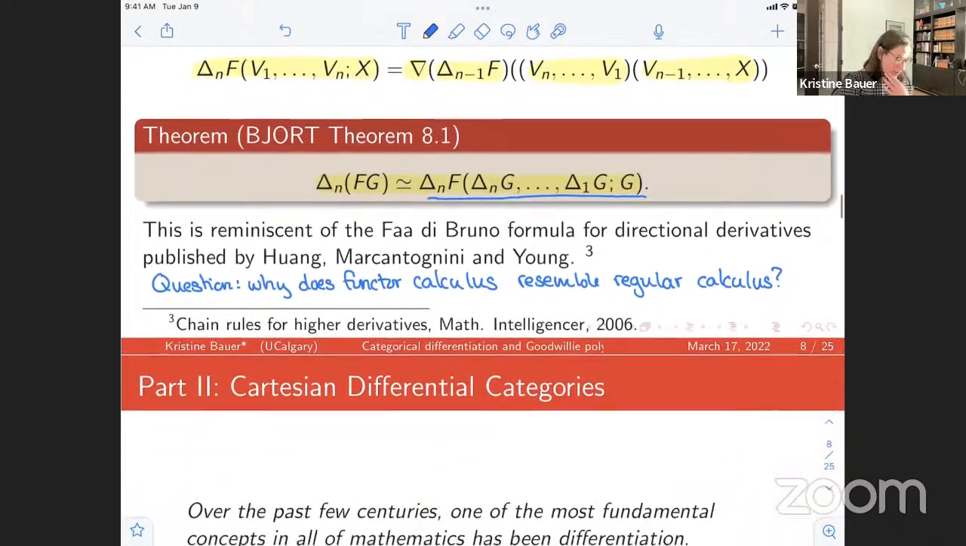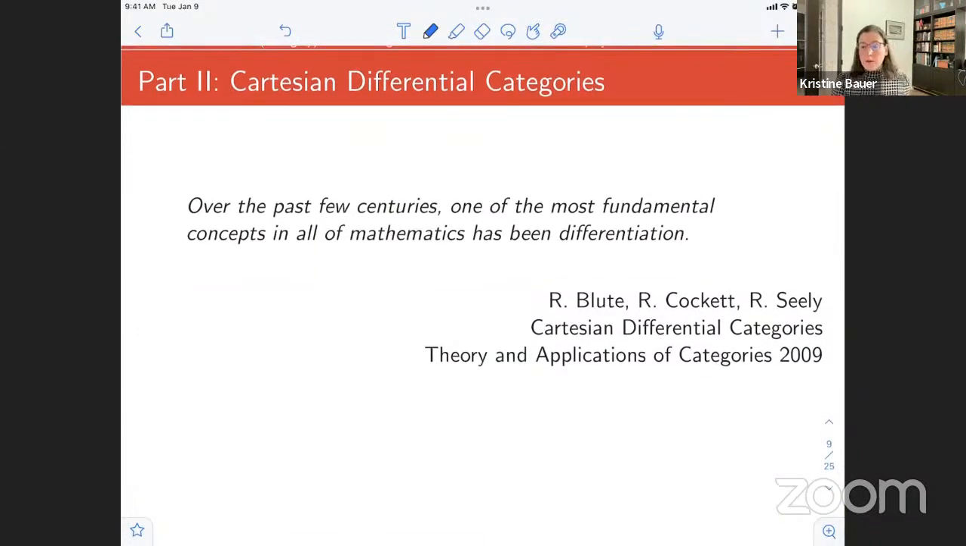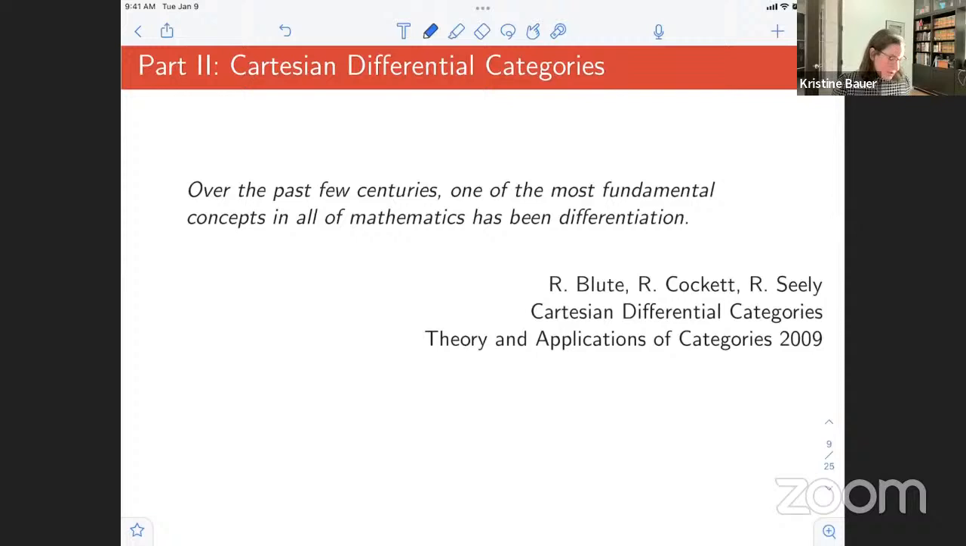Okay, so that takes me to the second part of my talk, which is about Cartesian differential categories, which we also heard about from Frederick on the first day of this conference. So I'm going to start from scratch and tell you a little bit about this. But let me just highlight this quote from the paper of Blute, Cockett, and Seely, in which Cartesian differential categories are introduced, which says that over the past few centuries, one of the most fundamental concepts in all of mathematics has been differentiation. And they didn't quite say this, but I will. When something is so fundamental, it ought to be the case that it comes from something structural, which means that it's the business of category theory. So that's what they showed.